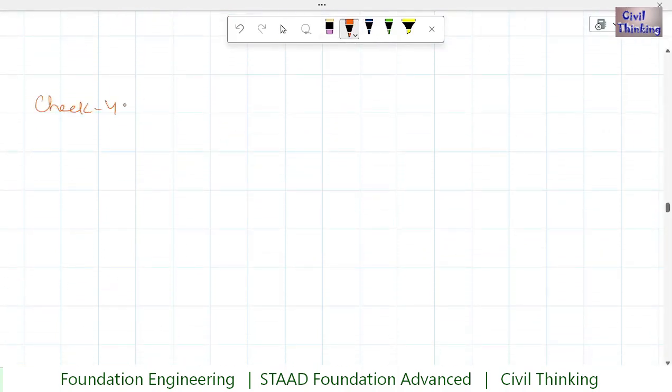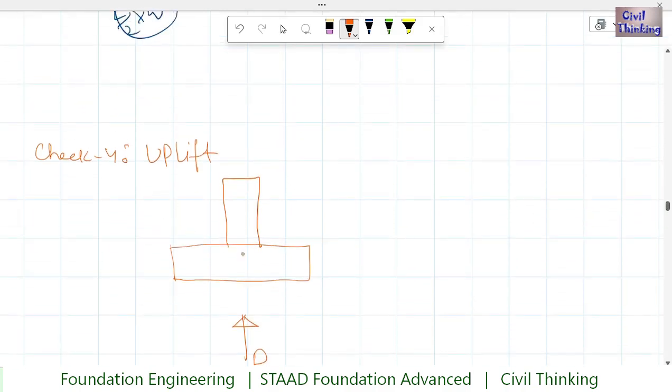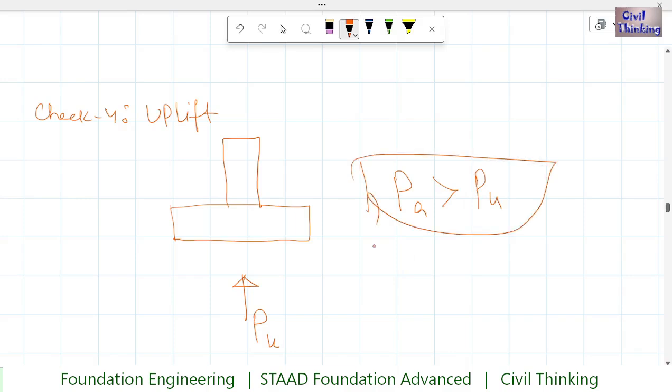Now check 4 is about uplift. For example, we have this isolated footing. Sometimes there might be some uplift forces, and the foundation should be able to resist this P_U. So the applied P has to be more than P_U. This is the check against uplift. So this ends our service check.